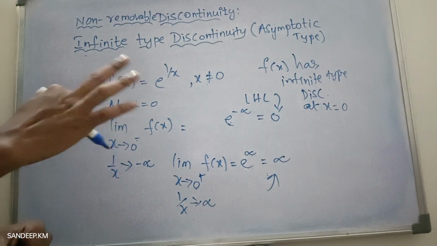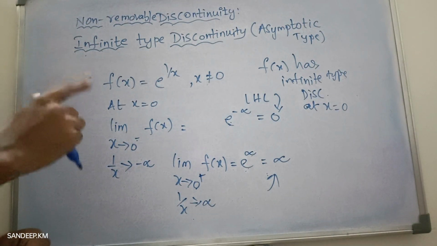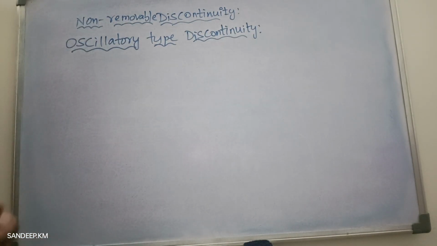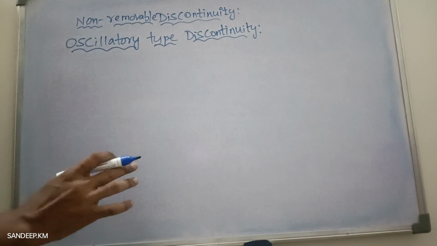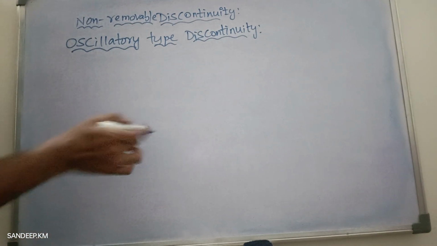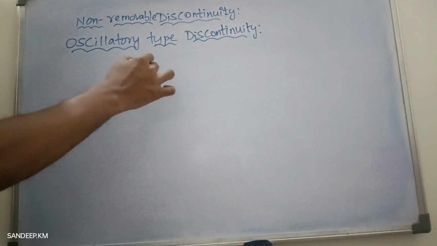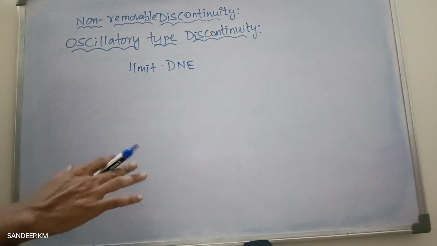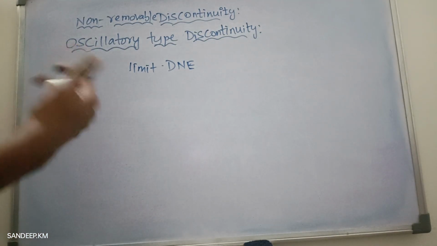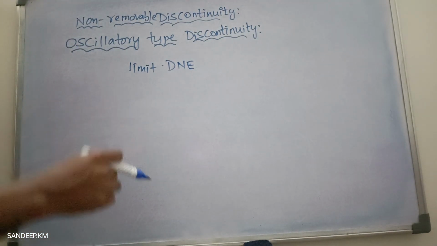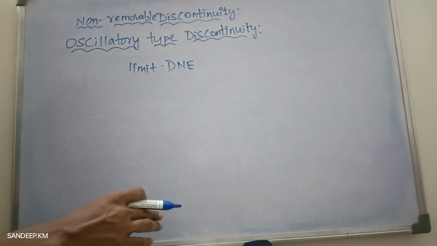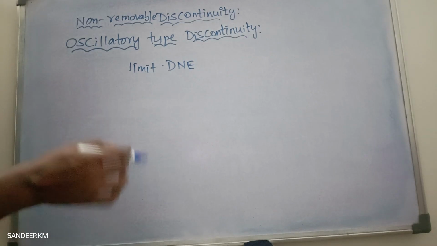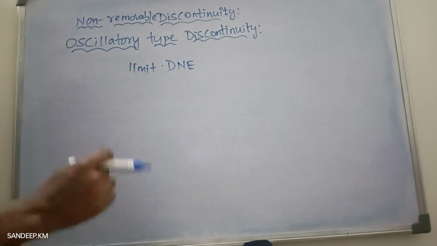Next, we will go with the last type, which is oscillatory type discontinuity. Oscillatory type discontinuity means, dear students, in this case also limit does not exist. But for what reason? The left hand limit will not be defined or the right hand limit will not be defined. For this reason, the limit will not be defined. And hence we say that the function is discontinuous.